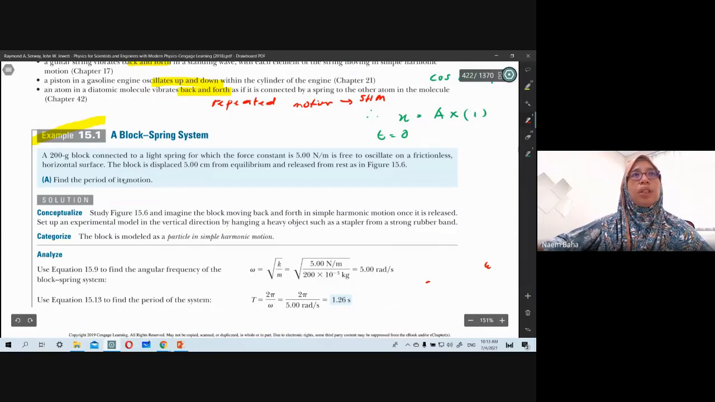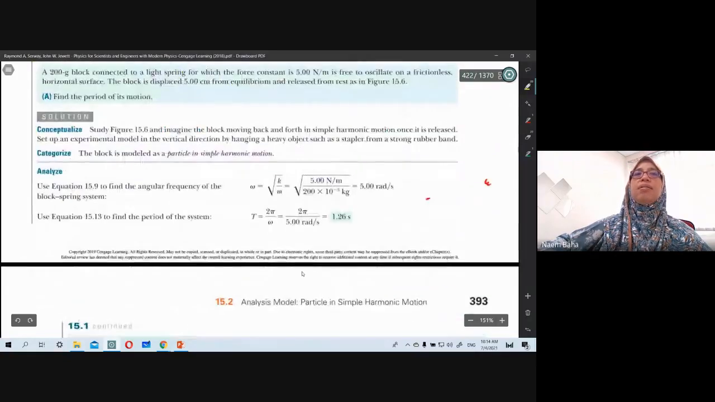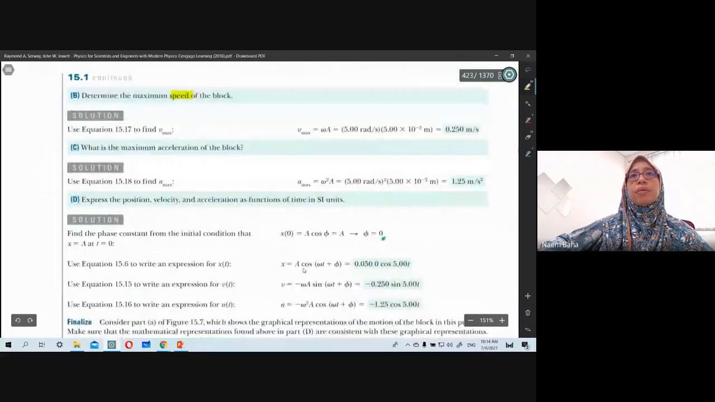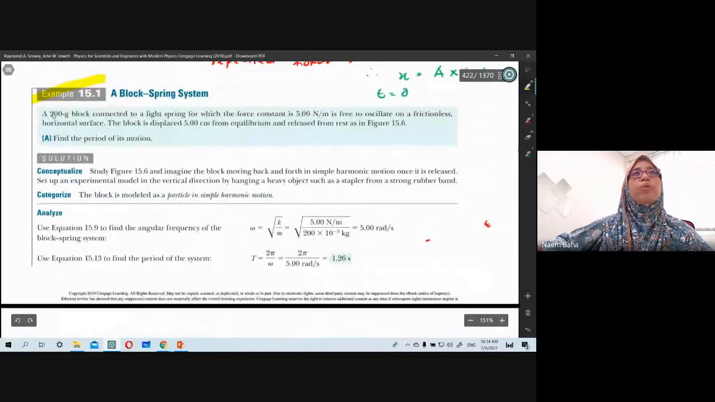All right, let's have a look at Example 15.1, a block-spring system. You have a 200 gram block connected to a light spring, force constant 5 Newton per meter, free to oscillate on a frictionless horizontal surface. So there's no friction, alhamdulillah. The keyword is frictionless, so energy is conserved. It is displaced 5 centimeters from equilibrium and released from rest.